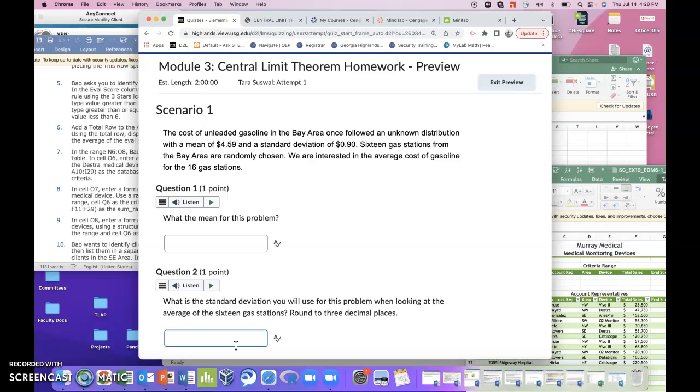So the mean is really easy. You're going to say, okay, well, the mean for my population is going to be 4.59. I put it in without the dollar signs, and D2L took that just fine. So it should work for you too.